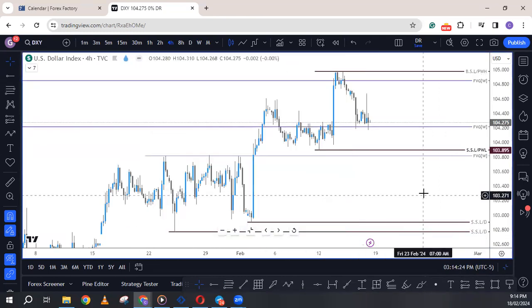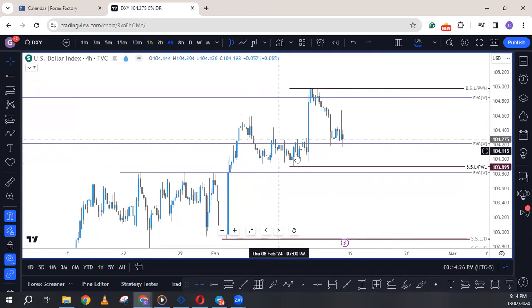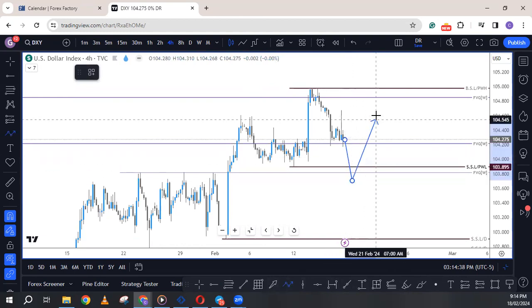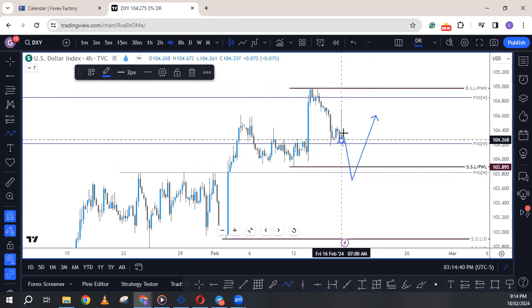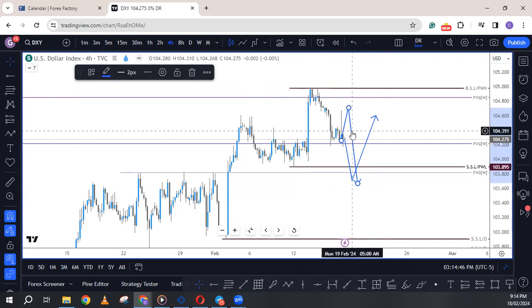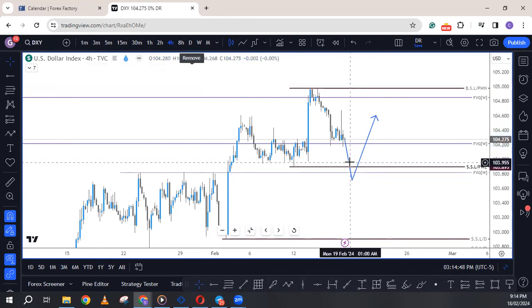Then if we drop down to the 4-hour time frame, we can see what we have here. Price is sitting above this, but I'm of the opinion that we might see something like this, depending on what price does first. Price may sweep this and move higher, or it may rally, sweep this high, and then drop. So these are the two possible outlooks for the dollar index going into this new week.